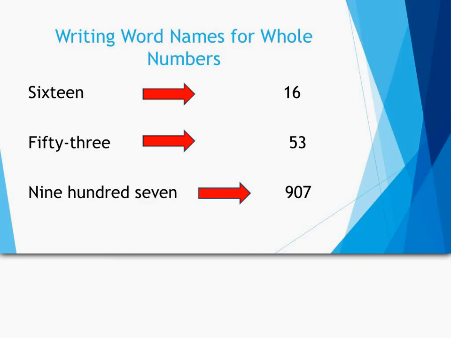We can also write words, names for the whole numbers, such as 16 can be written in words and in numbers. 53, notice the hyphenation, and 907. Notice that there is no time that I have used the word "and" in my numbers. "And" represents a decimal. We'll get to those later in our lessons.